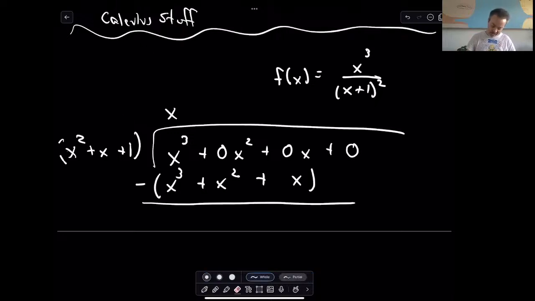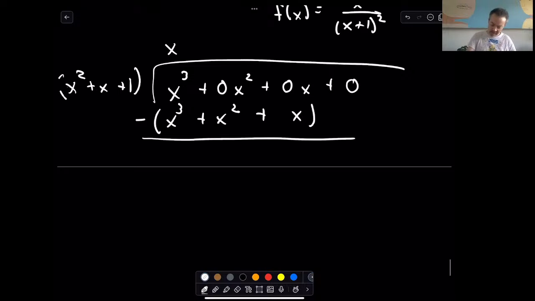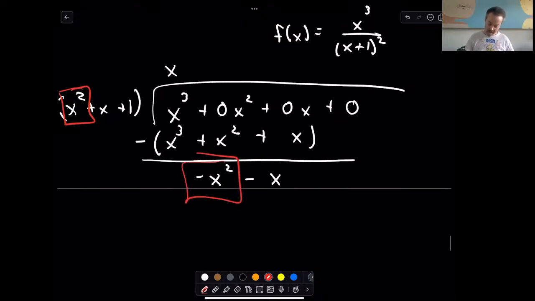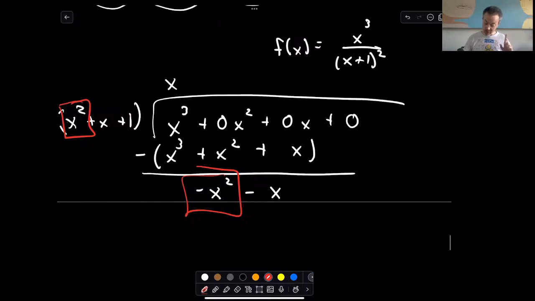So if we subtract everything, the x to the thirds cancel. We get a negative x squared. It looks like a minus x to me. And now I can do this one more time. So I think x squared multiplied by what is negative x squared. And so it looks like my asymptote was incorrect. I should be careful. So it looks like x squared multiplied by negative 1. That's going to give me negative x squared minus x minus 1.